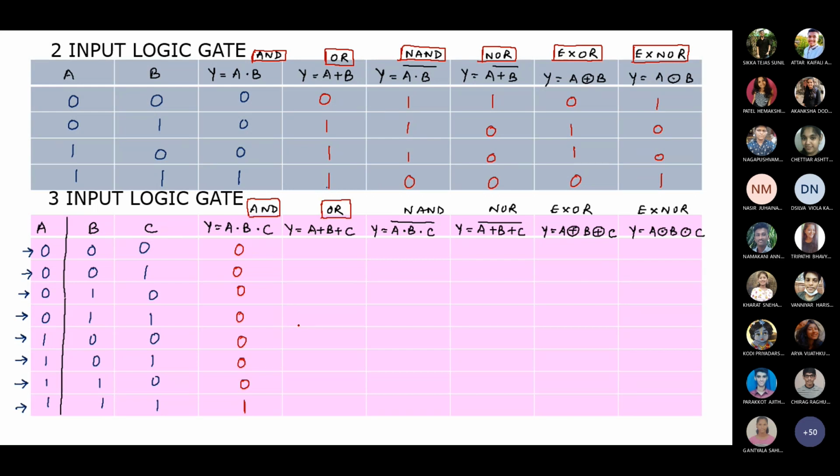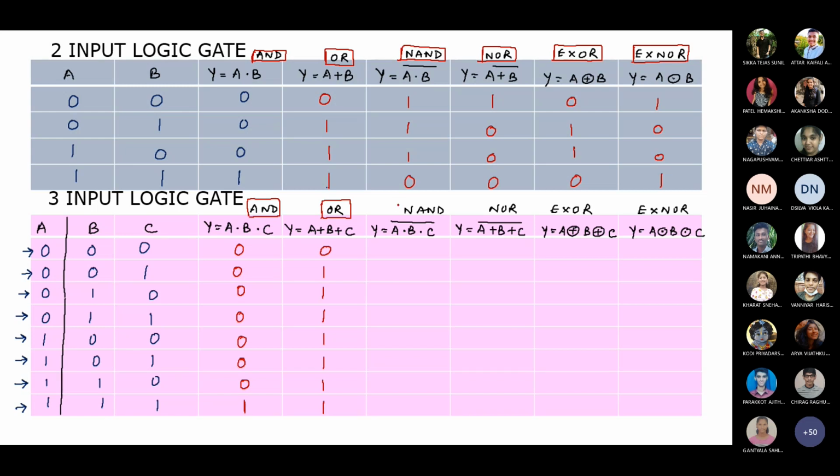Same way, OR logic. OR logic says when any one of the input is high, output is high. So except for the first input, where all 3 inputs are 0 and the output will be 0, from the next input onwards in every case there is at least one input which is high. And that's why the output also comes as high.